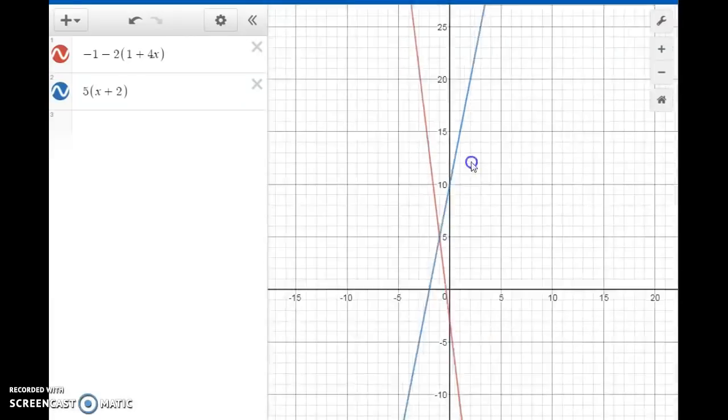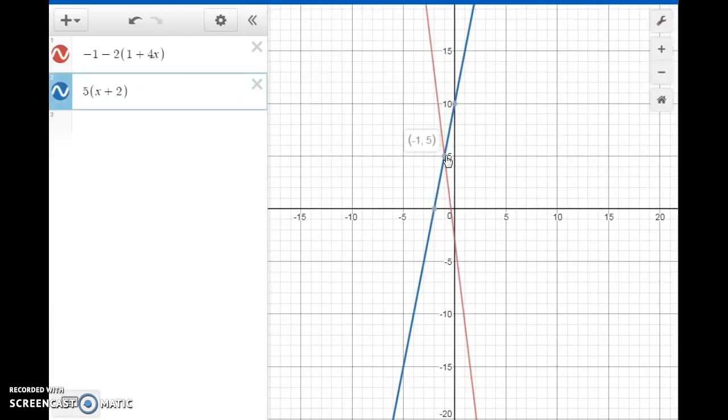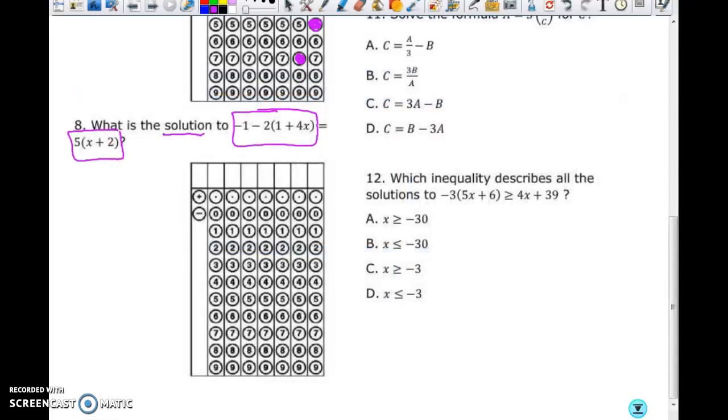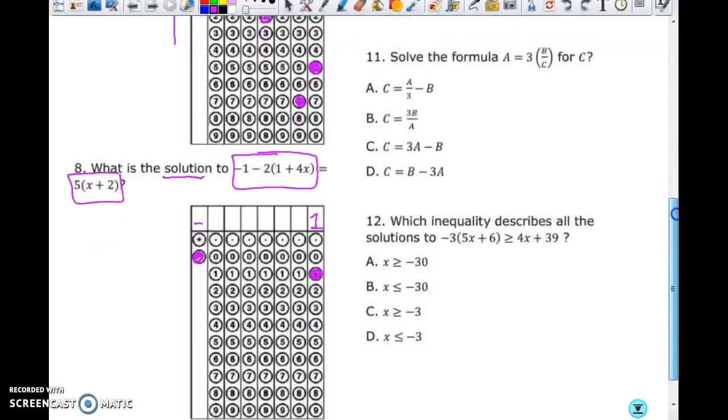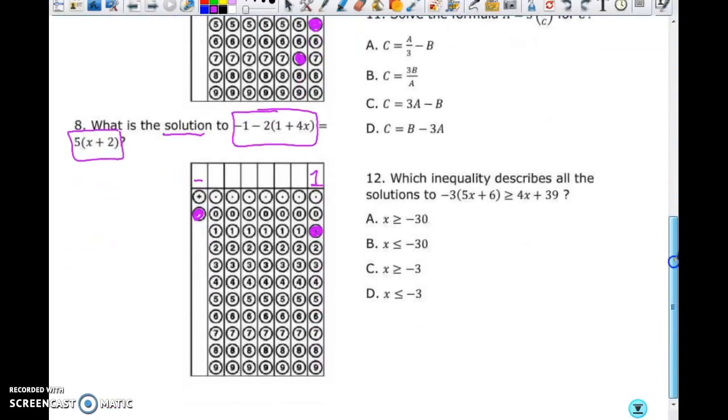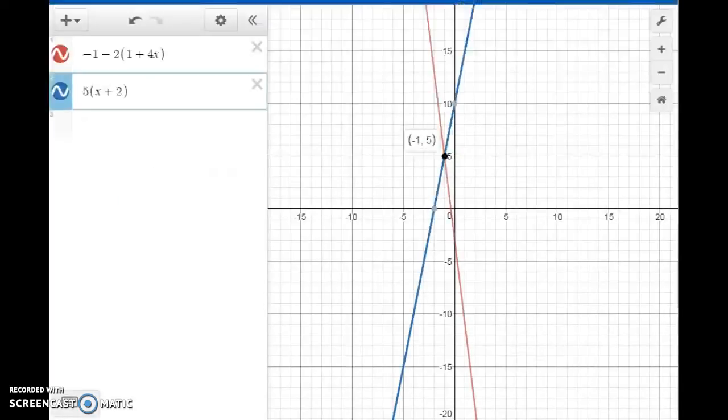Simple enough. Again, I'm looking for my intersection. Where they intersect right there, x is equal to negative 1. So x equals negative 1. Alright, so 5 through 8 were all solving for x, right? And we learned our magic trick. All we're looking for is, if we put it in the calculator, where our two lines intersect, and you can do that for all solving problems.